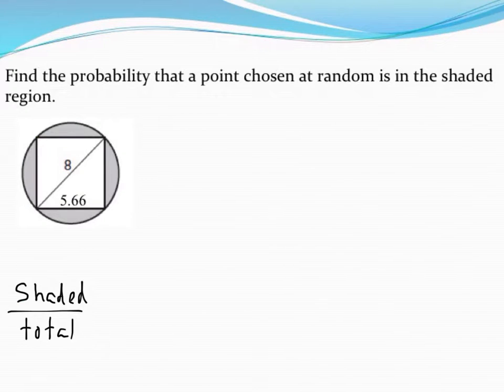So let's try one more together. Once again, I want to find the probability that I pick a point at random and it's in the shaded region. Well, even before I start this problem, I'm going to estimate that my probability is going to be fairly low. Since the shaded section looks like it's not a large part of this figure, I'm guessing my percentage, my probability should be low. So the total area, let's start there.